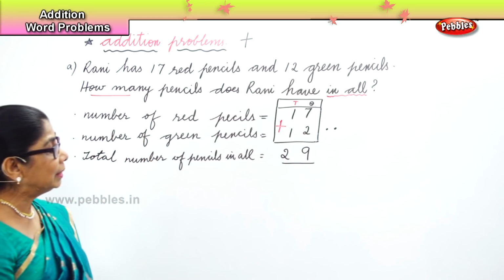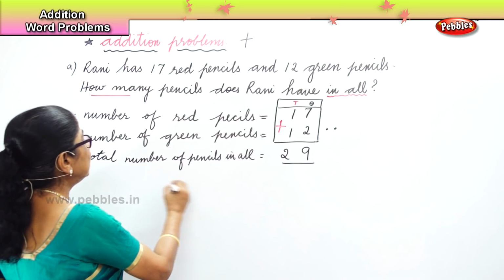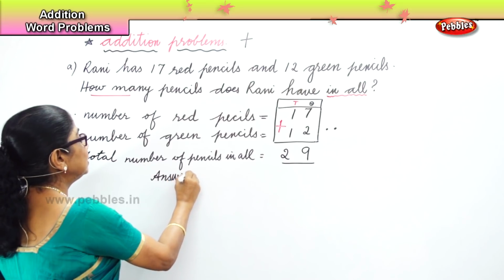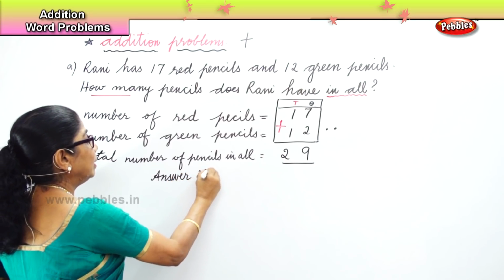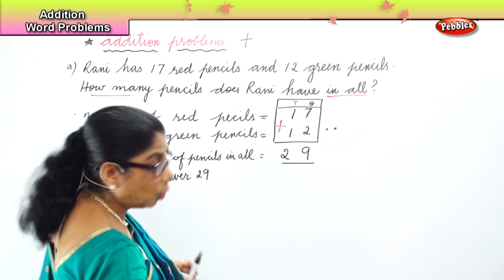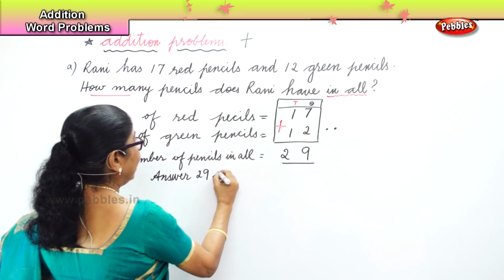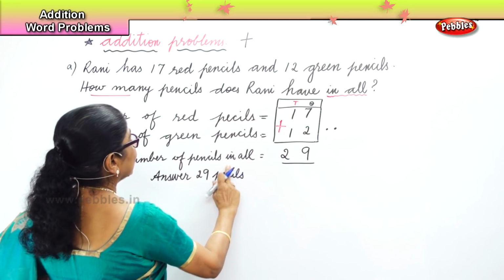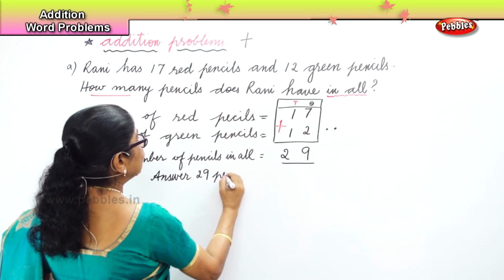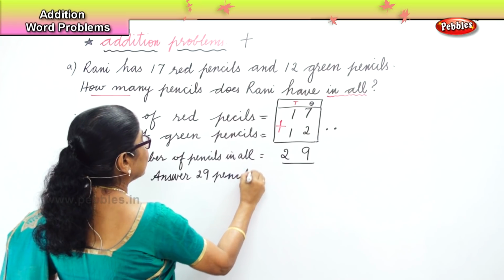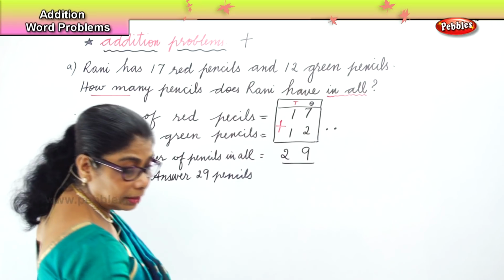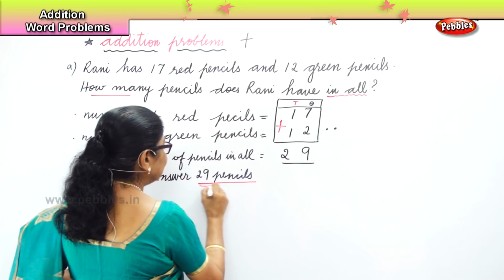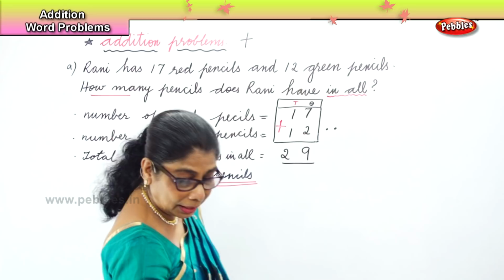What is the total number of pencils in all? What is your answer? The answer is 29 pencils in all. So what is the answer? 29. This is the answer, and you draw a double line.